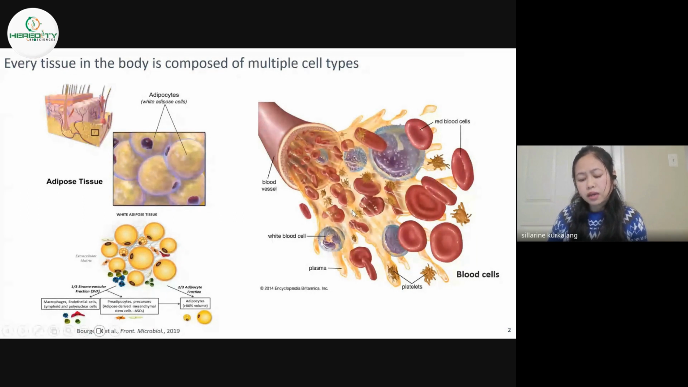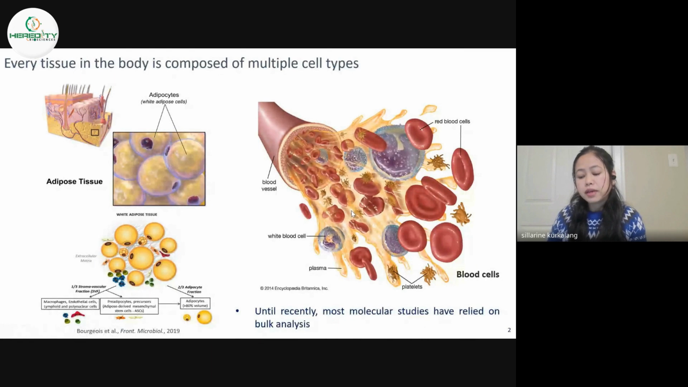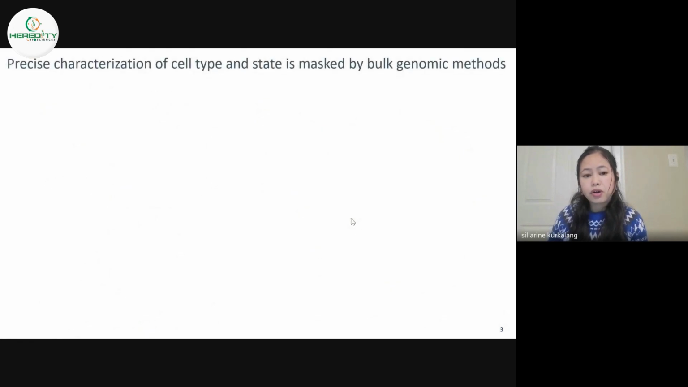However, until recently, most of the molecular studies have relied on bulk analysis. So the precise characterization of each cell, the cell types, and the cell states is usually masked by bulk genomic methods.